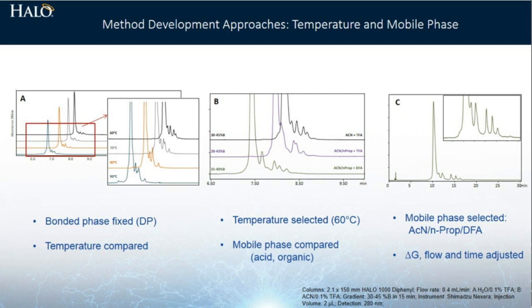And when we now finish that optimization for mobile phase, gradient, time, and flow, we end up with panel C, which is well-resolved variants. These are isobaric or very nearly isobaric variants in this therapeutic monoclonal antibody, and we're able to sort through what exactly these variants are.